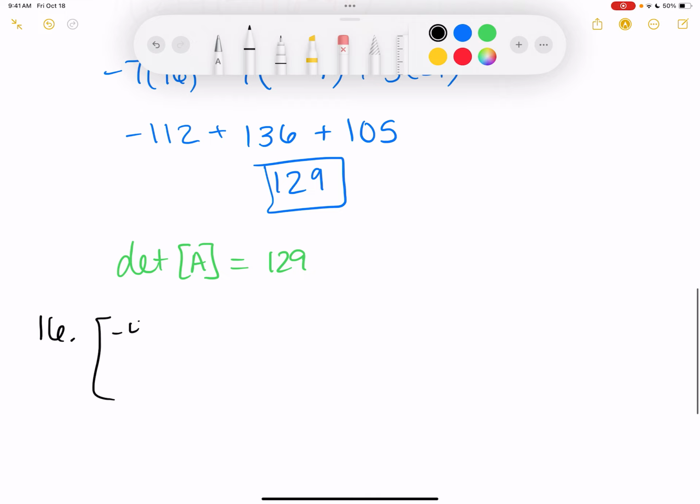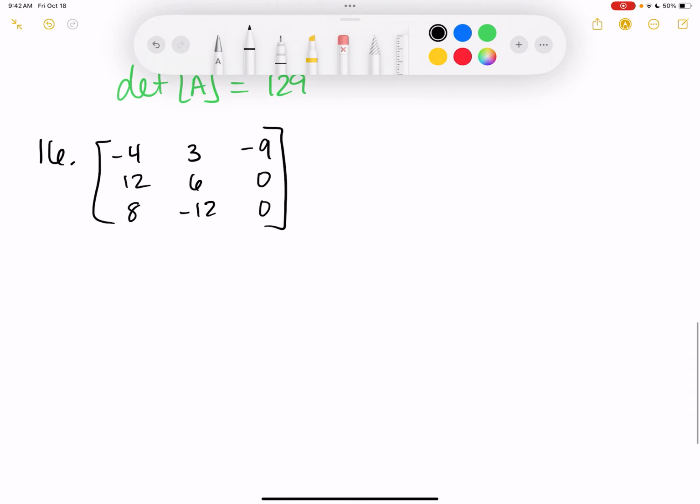All right, -4, 3, -9, 12, 6, 0, 8, -12, 0. Now, I'm going to tell you, if you see zeros in a matrix, especially if it's in that top row, it's your BFF. Makes your life so much easier. Even still, with there being zeros in this one, it's still going to make a lot of things 0, which is going to be nice. So, anytime you see zeros, you can get excited.